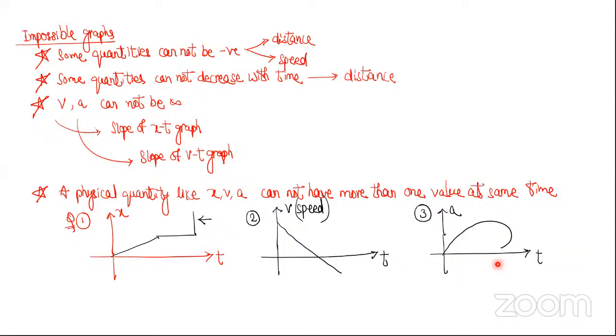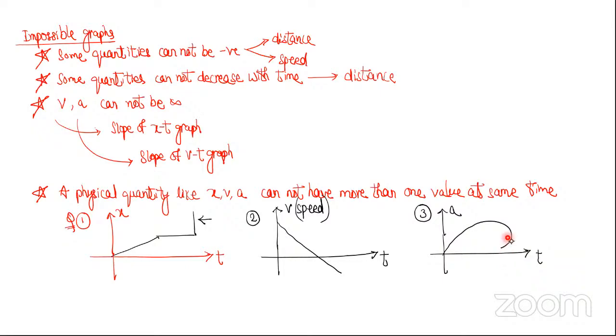Third. Possible? Not possible? Not possible. Why not possible? Because you see, at the same time we are getting two values of acceleration, isn't it? Yes, sir, you are getting two values of acceleration. So how can a body have two accelerations at the same time?